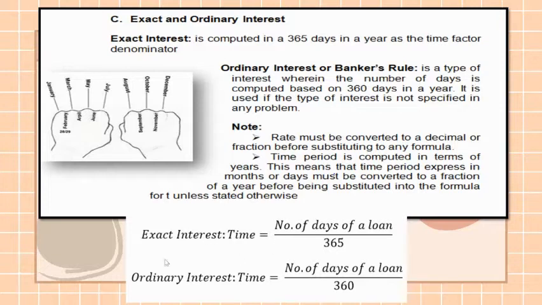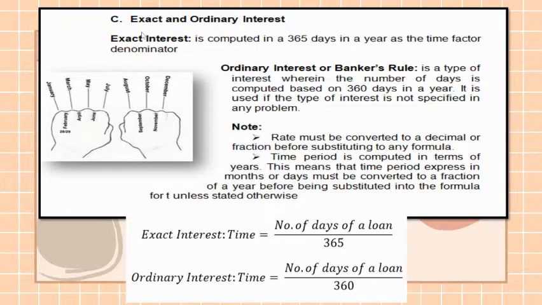So this will be our formula. For the exact interest, time is equal to the number of days of a loan over 365 days. While for the ordinary interest, time is equal to the number of days of a loan over 360. So remember, we use the actual and approximate time that we found out earlier. So now we're going to use it here in determining the exact and ordinary interest.